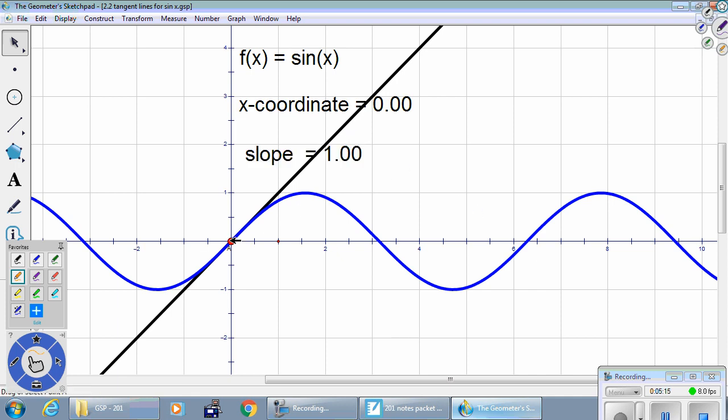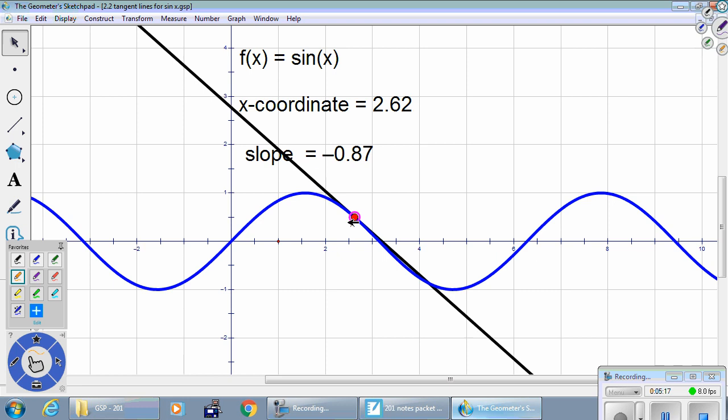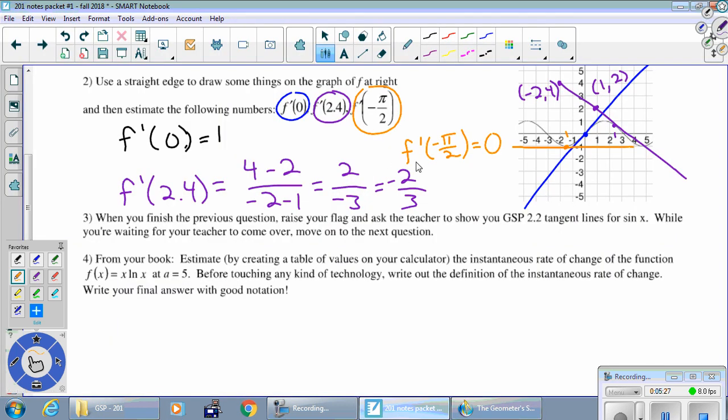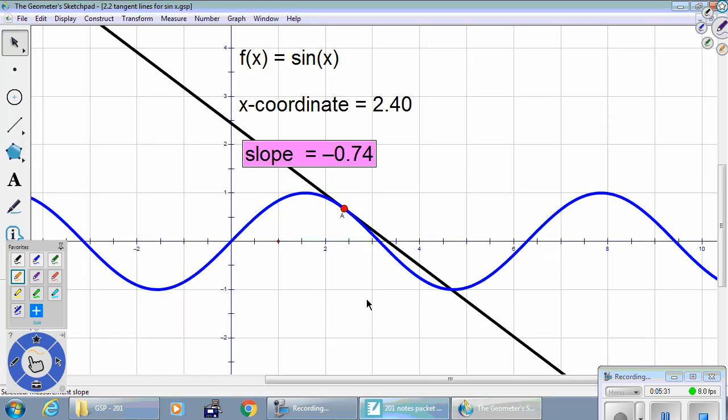There it is. And then we went over to 2.4. So at 2.4, Sketchpad is saying negative 0.74. That's going to be more accurate than our answer. What did I get? I got negative 2/3, which is negative 0.6 repeating. Close enough. Like I said, there's a range of acceptable full credit answers.